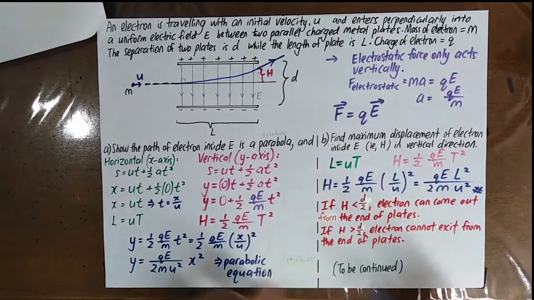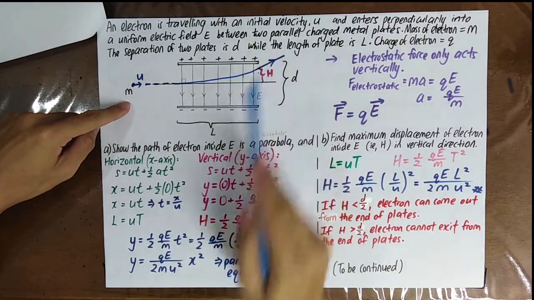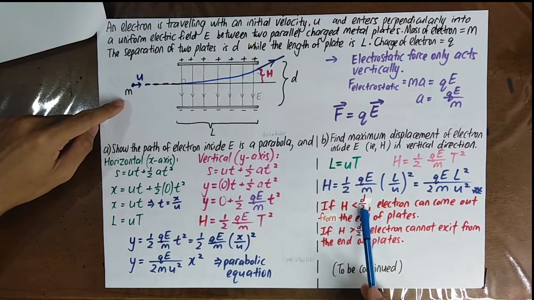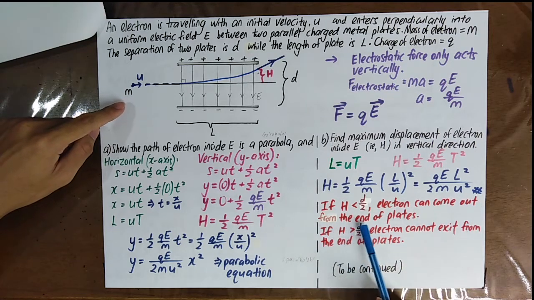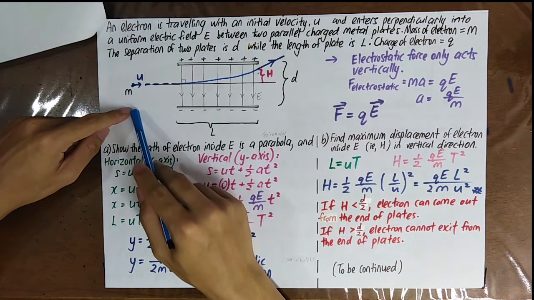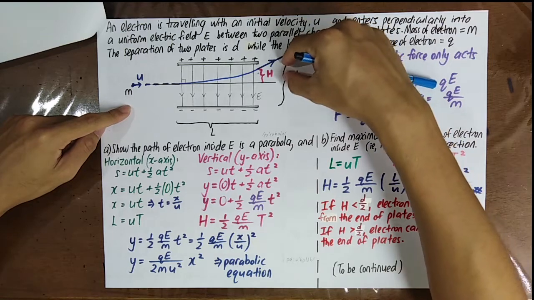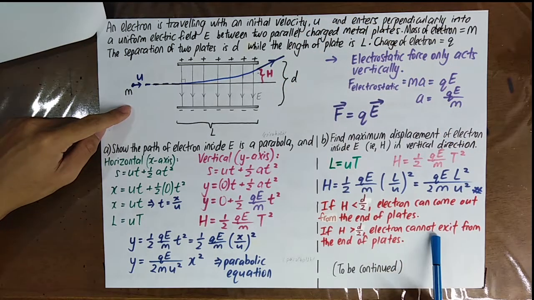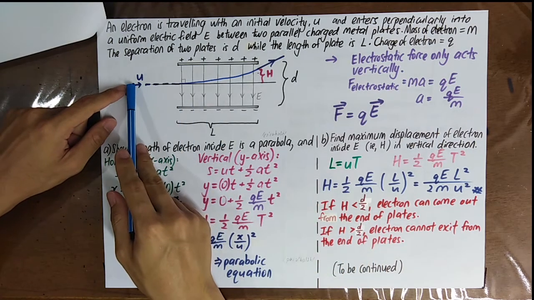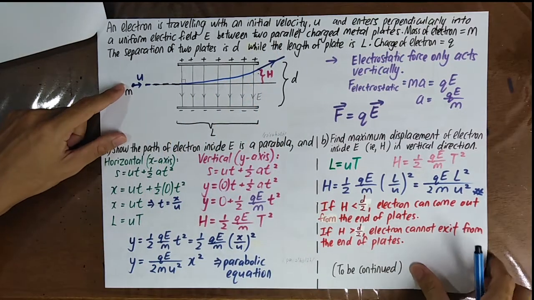Oh, by the way, if next time the electron is moving here, then you change the condition. That means that if h is smaller than d, the electron can come out from the end of the plates. If h is greater than d, because it's like this, the maximum displacement should be d, not d over 2. Okay, electrons cannot exit from the end of the plates. I use d over 2 because I assume that the electron is coming in between the parallel plates.